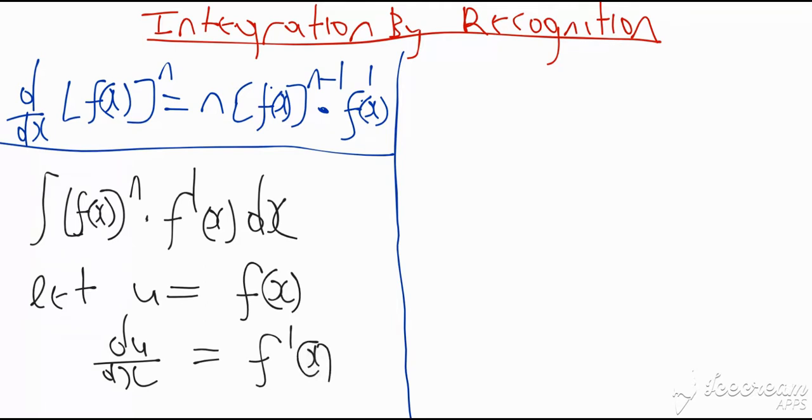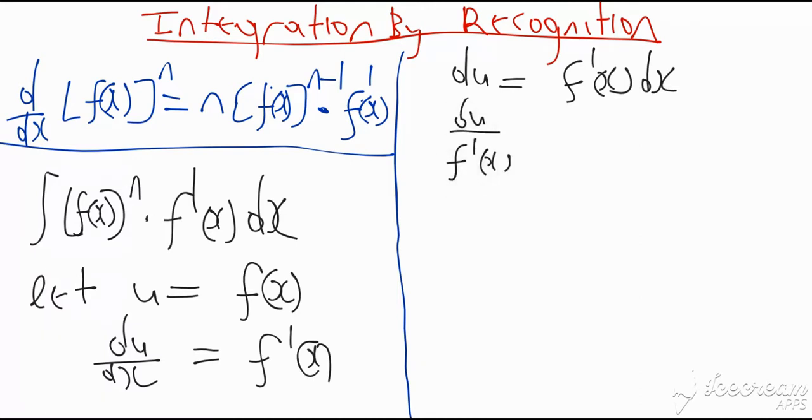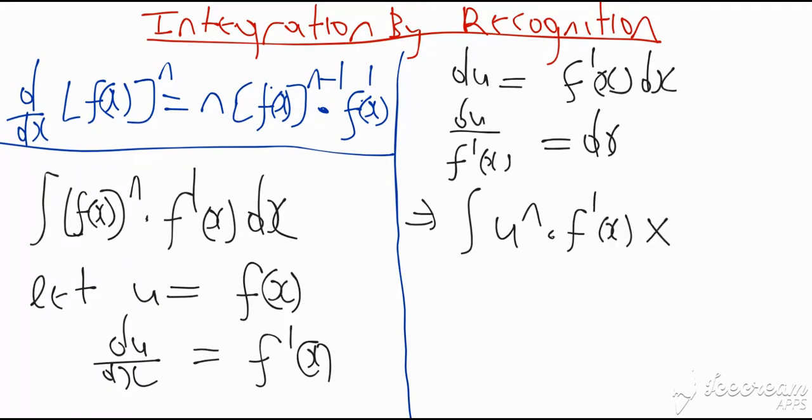Since we want to replace the dx, I'm going to have to transpose this formula for dx. So we could say that du equals f prime of x times dx, which means that du over f prime of x is equal to dx. So we can go back now and make our substitution. So it would actually become the integral of u to the n times f prime of x, which remains. And of course, I'm going to be replacing my dx with my du over f prime of x.